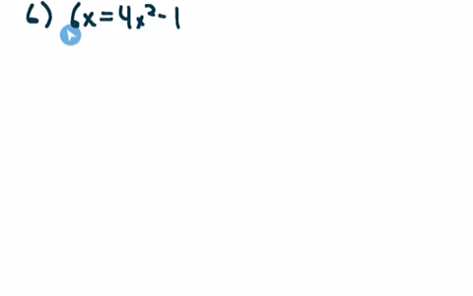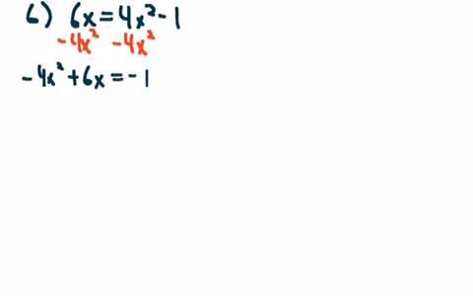Now remember, if we follow the step-by-step procedure, our first step is to get all the variable terms on one side of the equation and all of our constant terms on the other side. The way we do that is by subtracting 4x squared, and we end up getting negative 4x squared plus 6x is equal to negative 1.